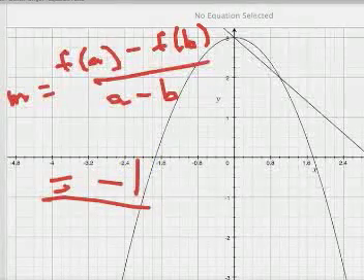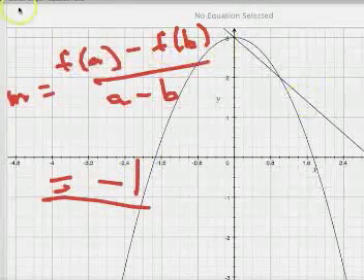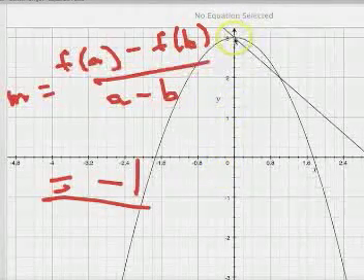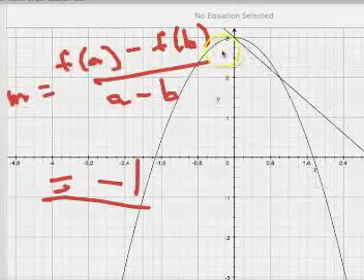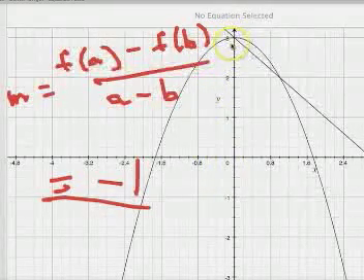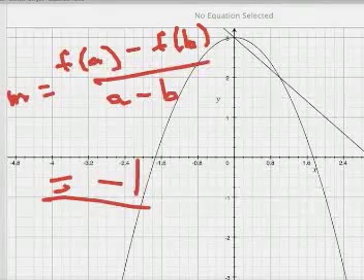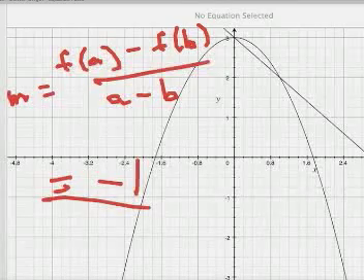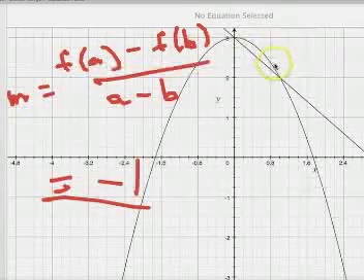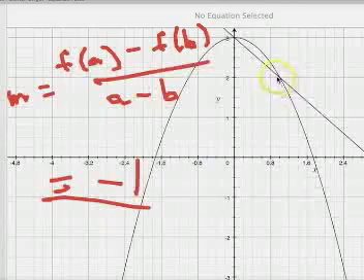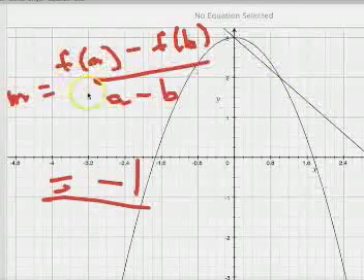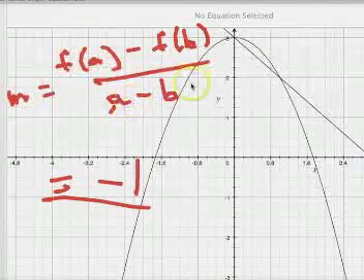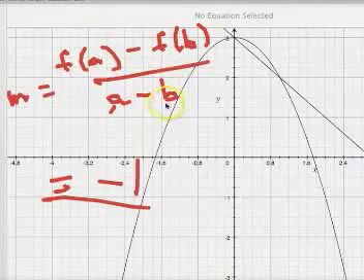And that's reflected in the line that passes through those two points. The slope is negative 1, and the plus 3 is the y-intercept, and the y-intercept is 3 because the function at 0 is 3. So that makes sense. Now if we're trying to find the slope of the line that lies tangent to the curve at x equals 1, which is right there, what we need to do is make the difference between a and b really, really small.